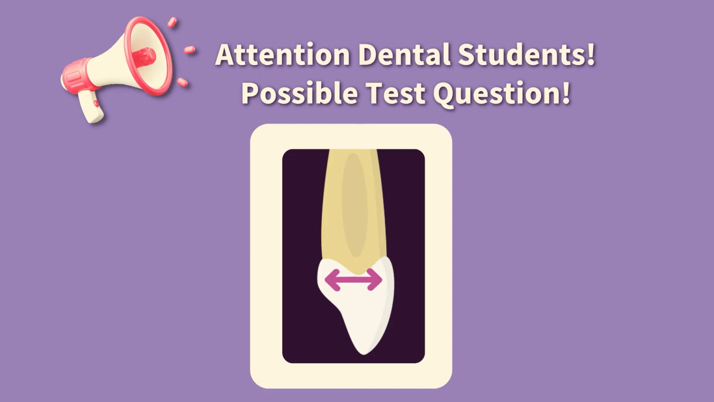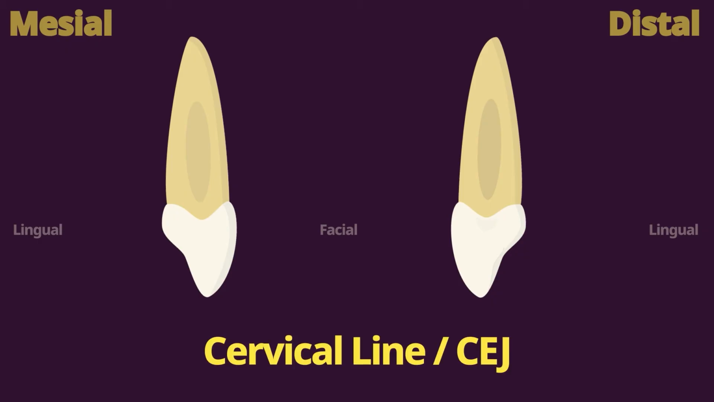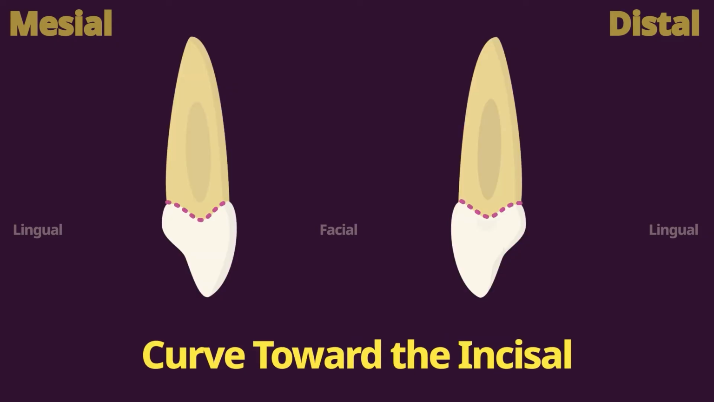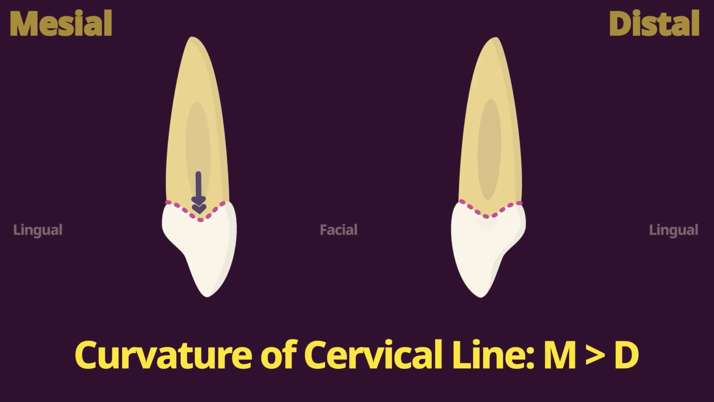Remember, the maxillary canine has the most prominent cingulum of all the anterior teeth, the greatest cervical prominence on the facial compared to all the anterior teeth, and the greatest facial lingual dimension of all the anterior teeth because of that prominent cingulum and that cervical prominence on the facial. The cervical line, or CEJ, where the crown of the tooth and the root of the tooth meet, has a curve towards the incisal. The mesial curve is greater than the distal curve.